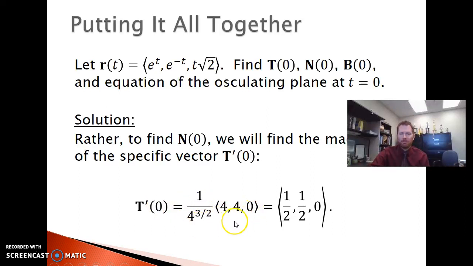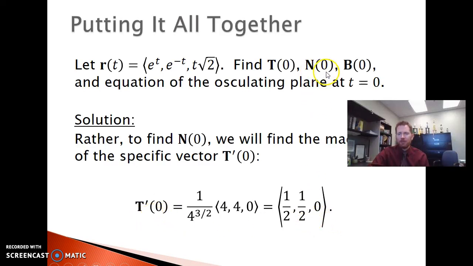4 to the 3 halves is the same thing as 4 to the 1 half, which is 2, cubed, which is 8. So this is really 1/8. 1 over 4 to the 3 halves is 1/8. So 4 over 8 is 1 half, 4 over 8 is 1 half, and 0 over 8 is 0. And so this is T'(0).